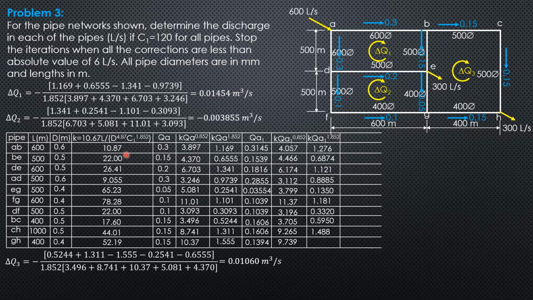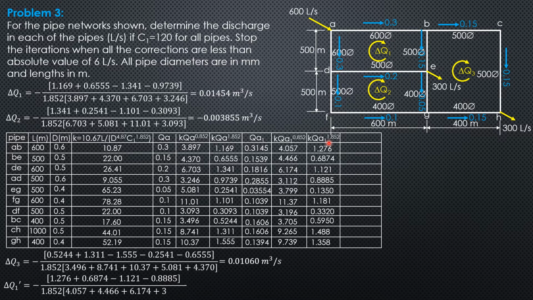Then here we have to evaluate KQA1 raised to 1.852. That is 10.87 times 0.3145 to the 1.852, 1.276. 22 times 0.1539 to the 1.852, 0.6874. 26.41 times 0.1816 to the 1.852, 1.121. 9.055 times 0.2855 raised to 1.852, 0.8885. 65.23 times 0.03554 to the 1.852, 0.135. 78.28 times 0.1039 to the 1.852, 1.181.